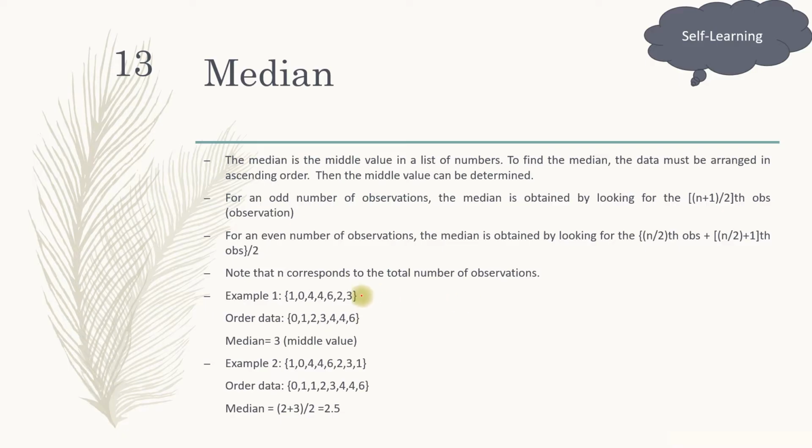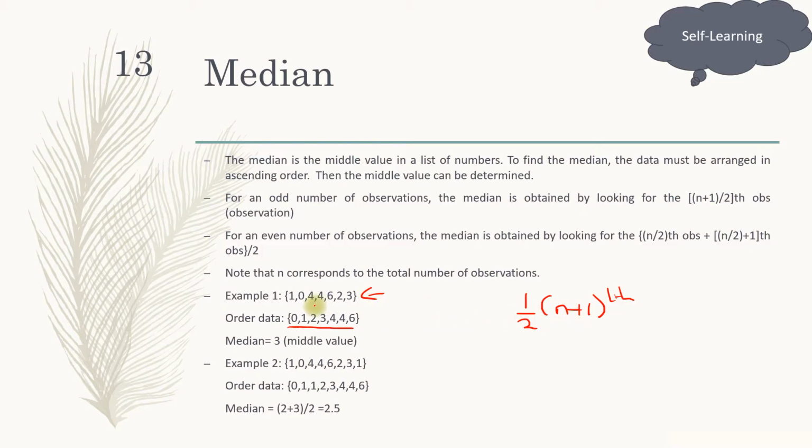Suppose you've got a set of values like this. The first step is to order these values. That's what we want to do before you find the median. You order the values, and when you have ordered the values, you find the center. How do you find the center? The center is obtained by looking at the (n plus 1)/2th observation. Where is this observation located?